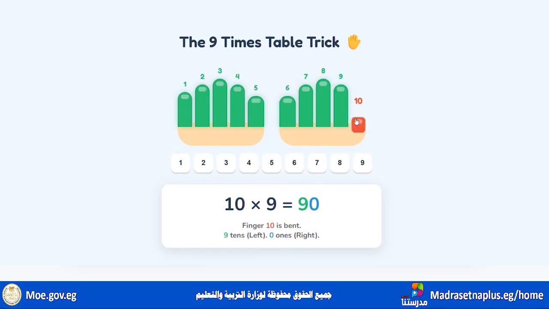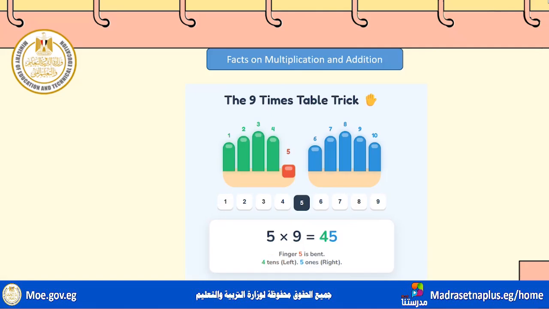What about 10 times 9? There are 9 fingers on the left and no fingers on the right. That means 0. 9 fingers on the left, 0 fingers on the right. So 10 times 9 equals 90. This is the trick for table 9 to be used by kids.